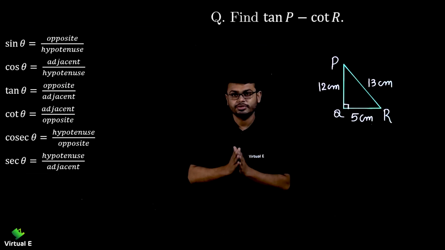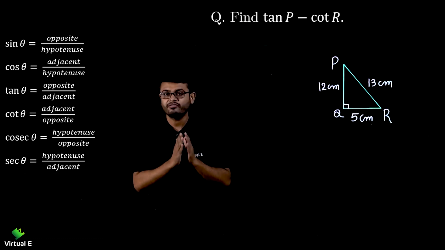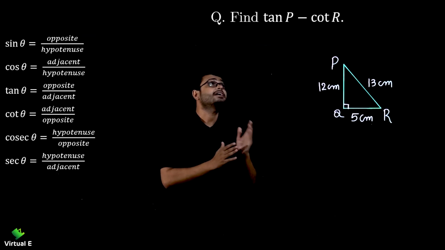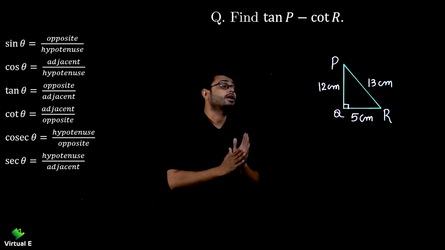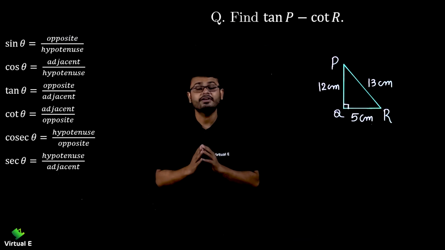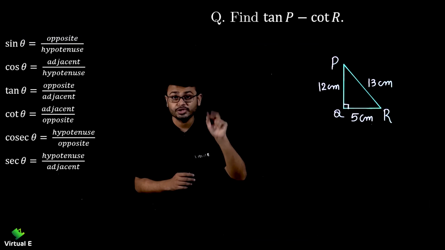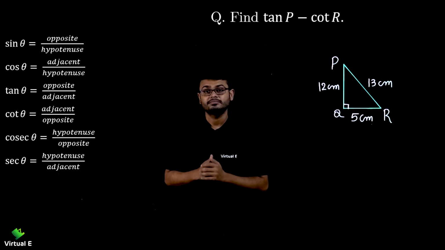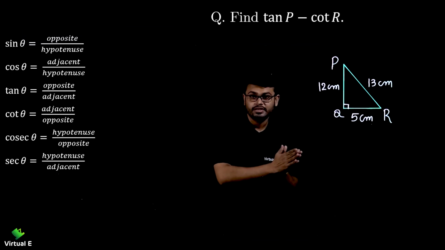Let's discuss one more question. Very straightforward question it is. Find tan P minus cot R. Okay, it's directly given. You need to have two quantities, two ratios, and you need to subtract them. For that, the figure is also given.